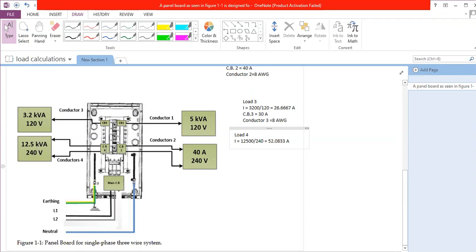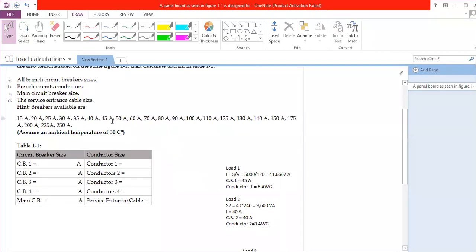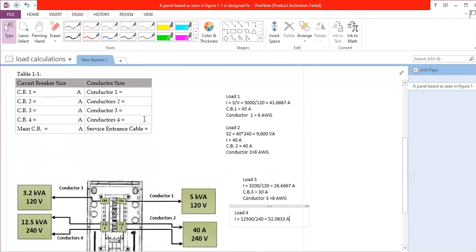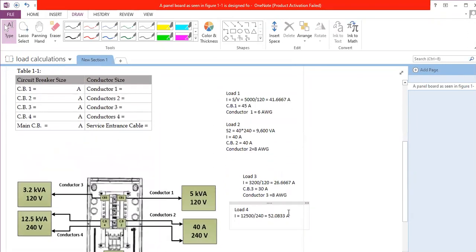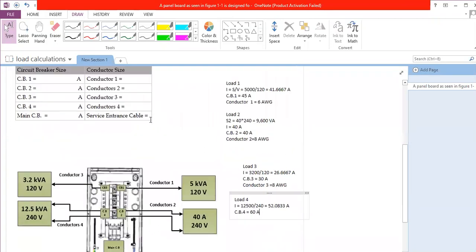So the circuit breaker 4 must handle the 52 ampere. So we have to go to the selected value. We have 50 and then we have 60. Based on the available circuit breakers, I have to go to 60. So circuit breaker 4 equals 60 ampere. Again, 52 ampere is needed and the available one is 50, then it jumps to 60. I cannot choose 50, so I have to go to 60.